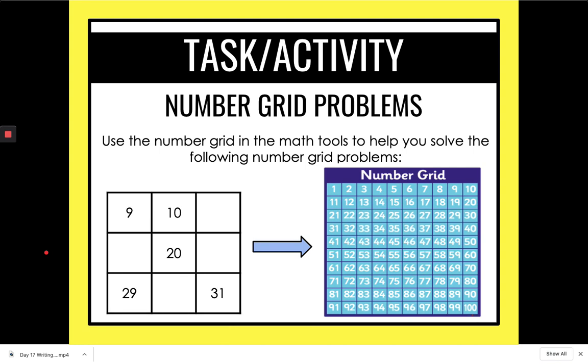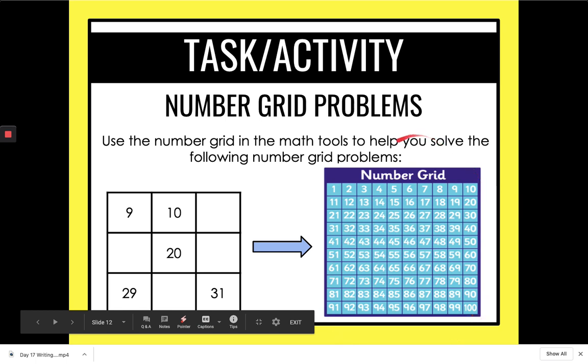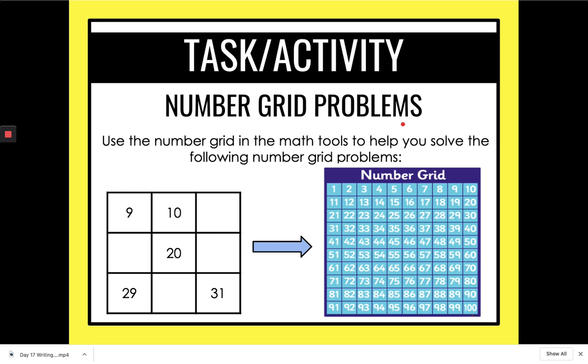Okay, and now we're going to work with some number grids. Now my number grids don't look the same as your number grids because I want you to be able to do the work without me. So this is me showing you how to do this work. As you can see, we have a number grid, and you have a black and white copy of this on the second page of your packet, the page that says Math Tools on it. And you can see a number grid just goes 1, 2, 3, 4, 5, 6.